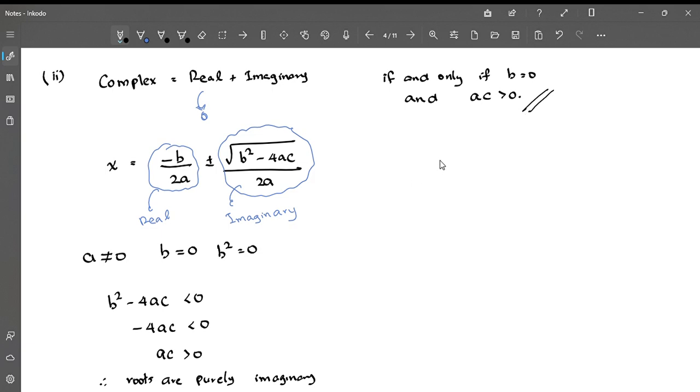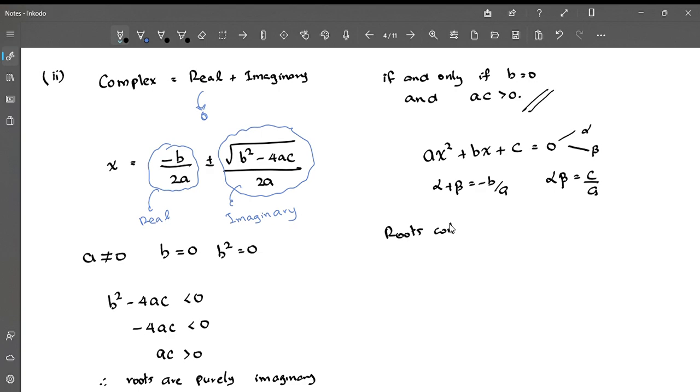Then they are telling you to find the quadratic equation whose roots are alpha squared and beta squared. You have ax squared plus bx plus c equals 0, with roots alpha and beta. Alpha plus beta will be minus b over a. Alpha beta will be c over a. This is theory. Now, the roots which are alpha squared and beta squared.